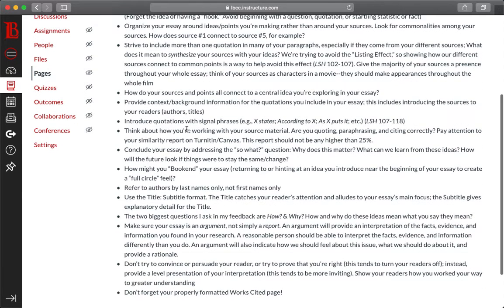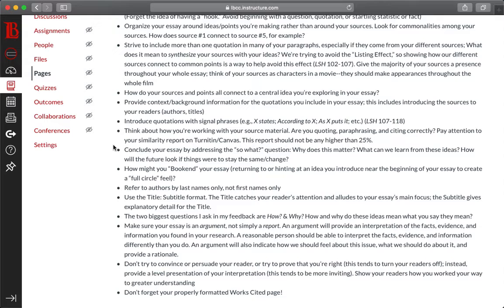We want to introduce our quotations with signal phrases. So these are some examples of signal phrases here: X states, according to X, as X puts it, right? We want to make sure that we're introducing the quotations so that they are seamlessly attached. They're integrated is another way to think about it. And I included some page numbers in the Little Seagull Handbook that focuses on quoting and paraphrasing effectively, and they talk about this idea of using signal phrases.